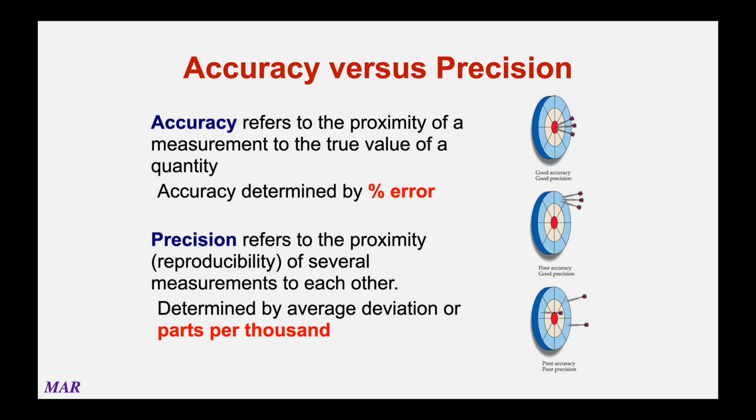Precision, on the other hand, refers to the proximity or reproducibility of several measurements to each other. So if your three darts are really close to each other, that would be like making three measurements that are very consistent. They have approximately the same values. And we can figure out how precise measurements are by using something called parts per thousand, which is a variation of what's called an average deviation. We will use percent error and parts per thousand in lab to tell how accurate and precise our measurements are.